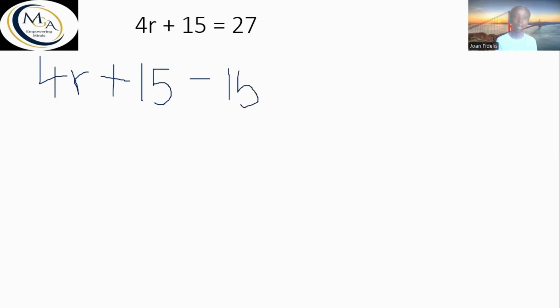So we have 4r plus 15 minus 15 is equal to 27 minus 15. So this is the first step. And then you solve 27 minus 15, which is going to give us 12. And then plus 15 minus 15 is going to cancel out themselves, so it's going to give us 0.